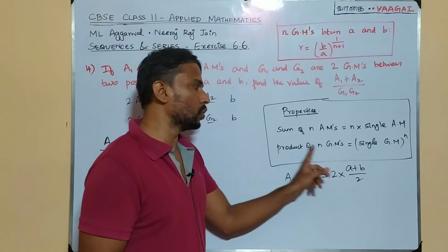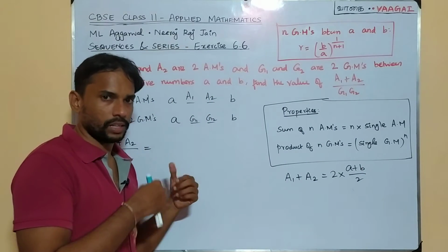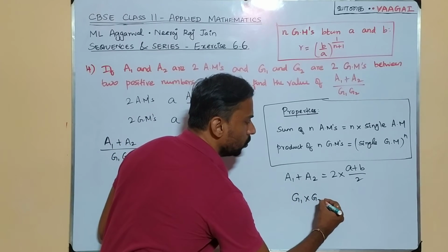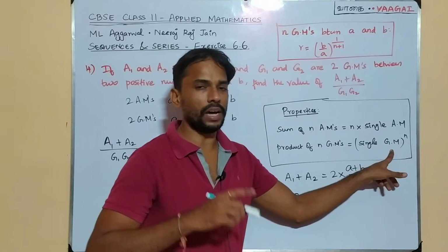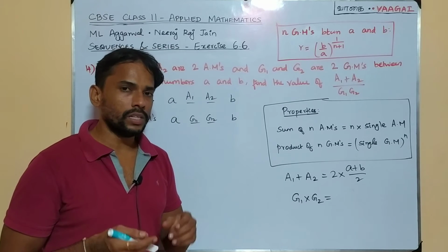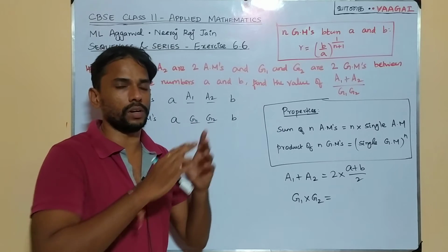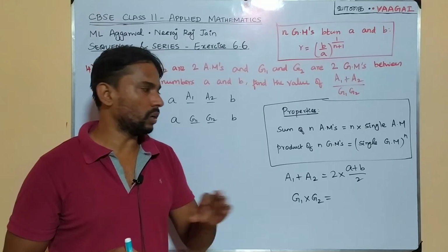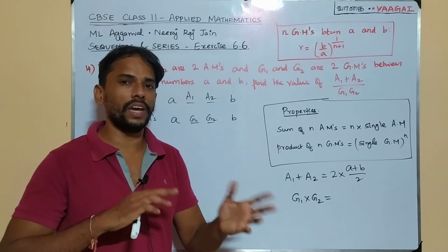So what is it they are coming to say? The product of those two geometric means. What are our geometric means? G1 and G2, so we have to get their product. Product means G1 into G2 is equal to the single geometric mean raised to power n. What do you mean by single geometric mean? Single geometric mean between a and b, we know how to represent it. That also we saw in the introduction part itself.